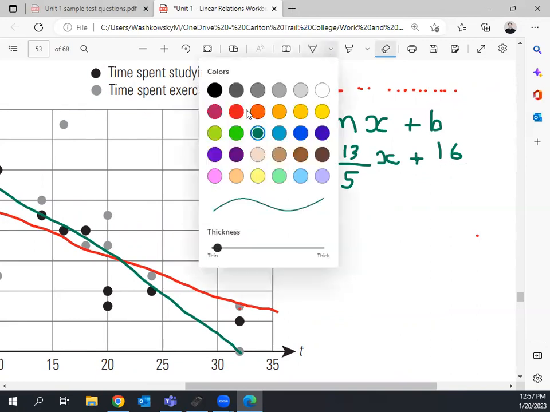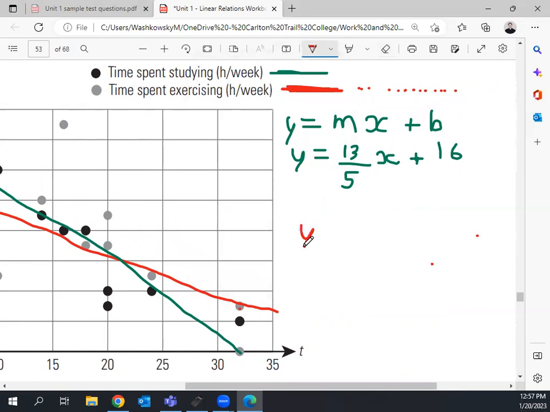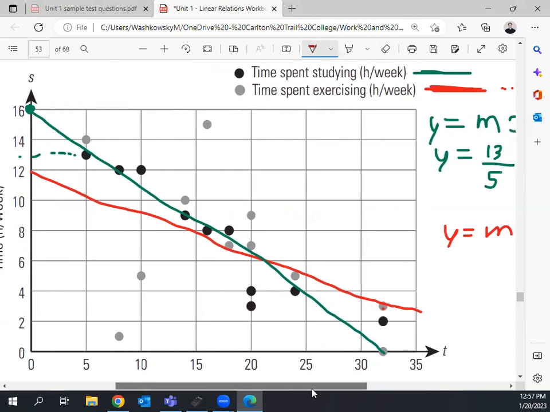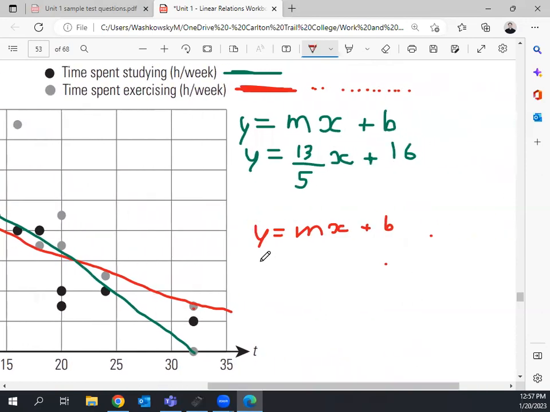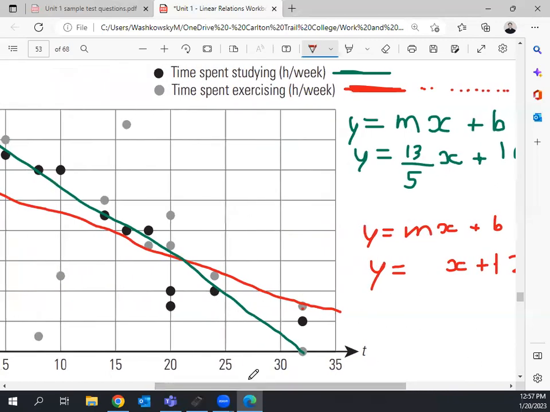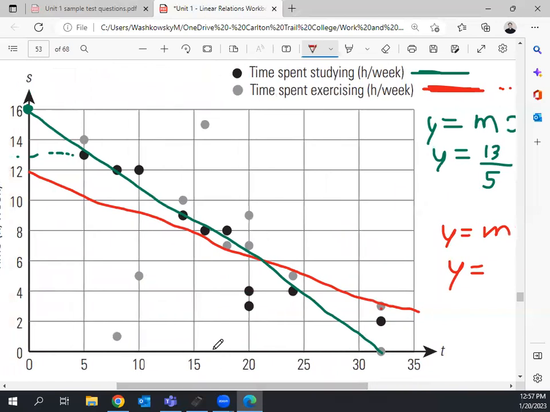So now I want to do my red one. So y equals mx plus b. What's my y-intercept of my red line? 12. So it's a 12, so I'm going to put that there. And then I need to find a point on my line. And I know it's not a very good line.